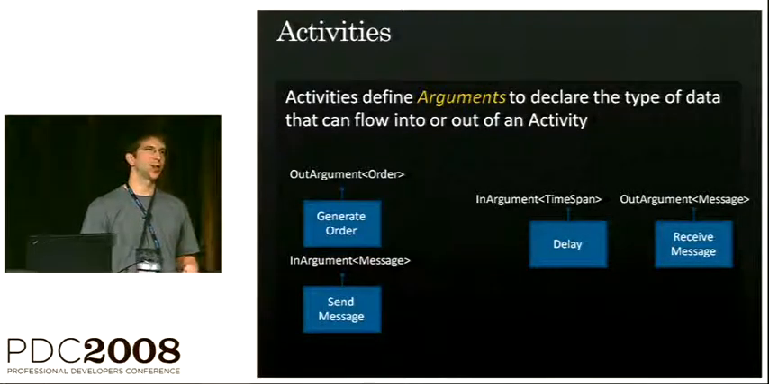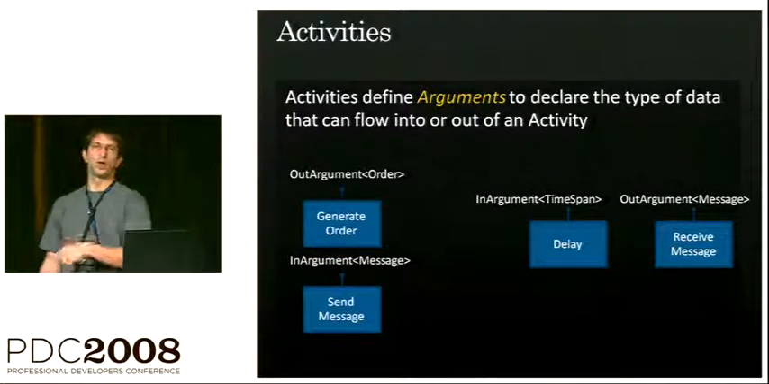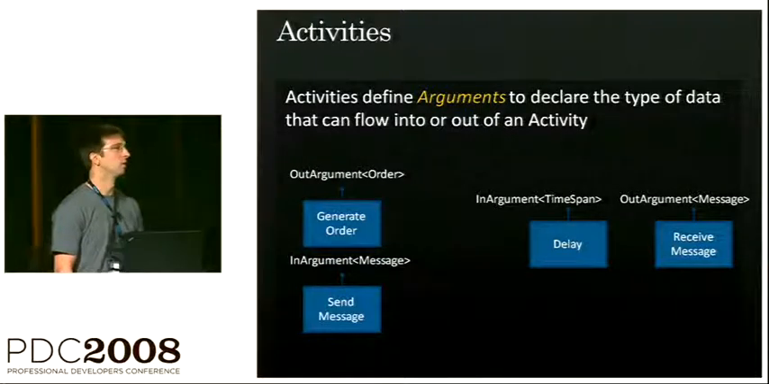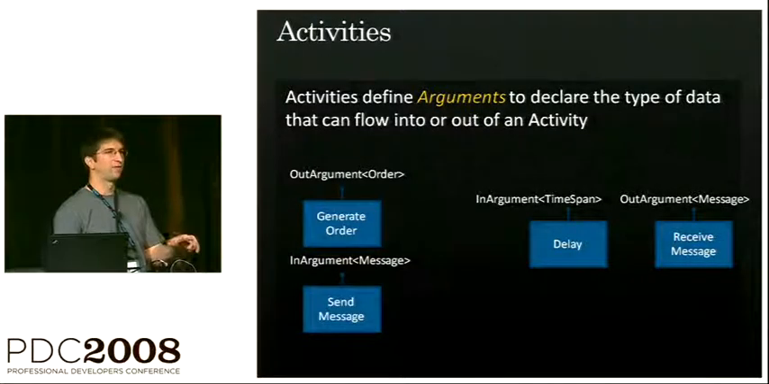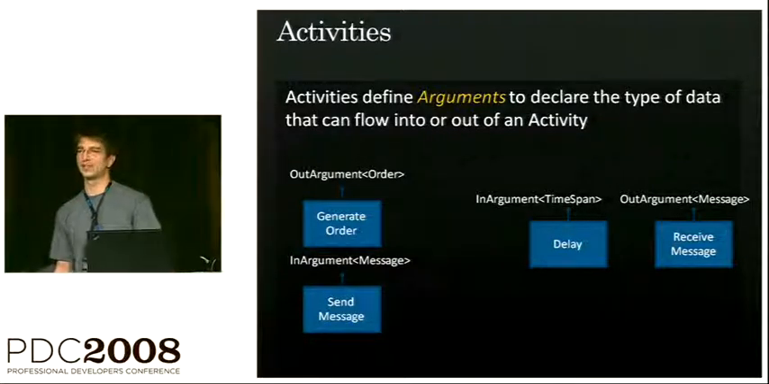This is different than dependency properties. Arguments define data flow into activities. They have direction. They can be in or out or in-out. Arguments are fixed at activity definition time, so they provide a kind of signature for activities.